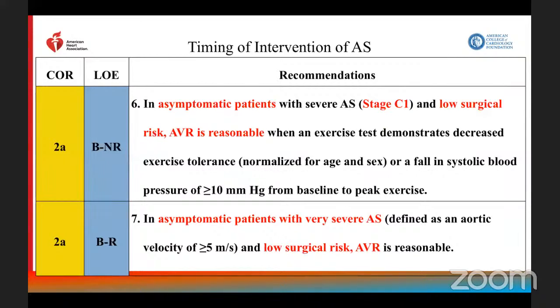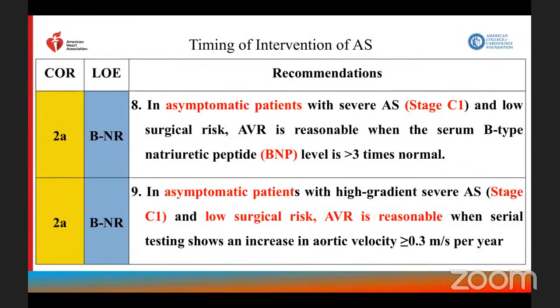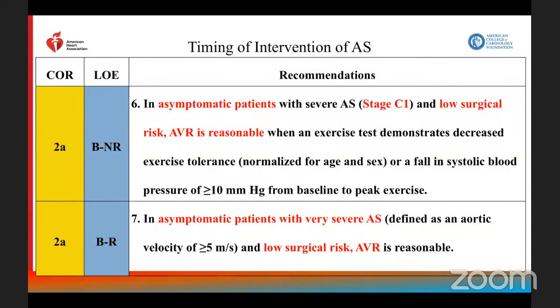In asymptomatic patients with severe AS stage C1 and low surgical risk, AVR is reasonable when an exercise test demonstrates decreased exercise tolerance or a fall in systolic blood pressure of more than 10 from baseline to peak exercise. It's a class 2A B. In asymptomatic patients with very severe AS and low surgical risk, aortic valve replacement is reasonable. And it's a class 2A B.